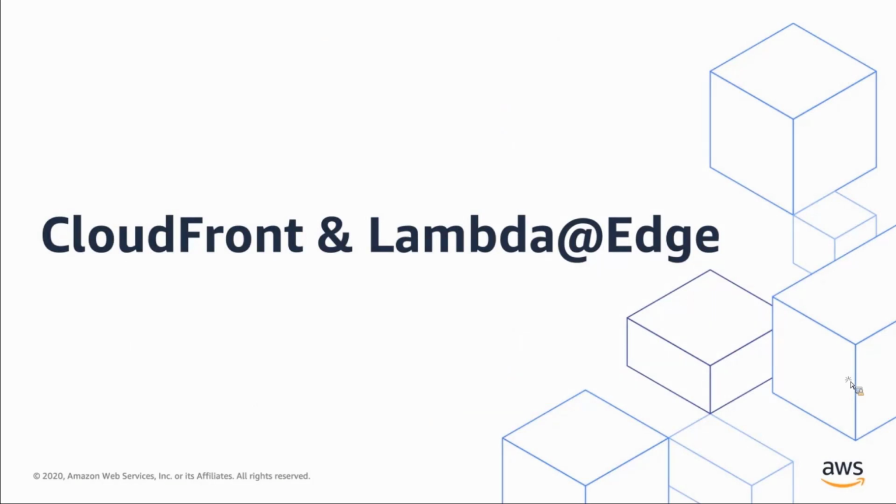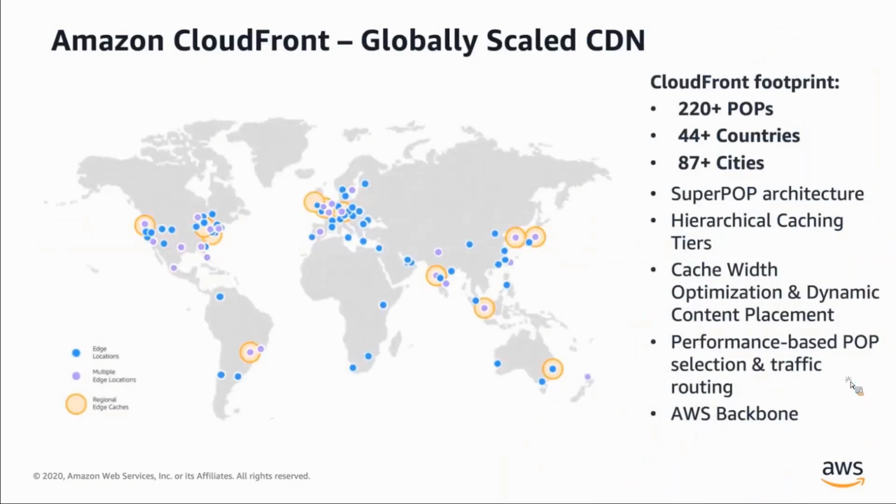Thanks, Ronak. So let's talk a little bit quickly about CloudFront and Lambda@Edge and what they are and what they brought to the table. So CloudFront is a high-performance, globally scaled content delivery network, or CDN. It currently consists of over 220 different points of presence, or POPs. Those are located in more than 44 countries and over 87 different cities around the world.